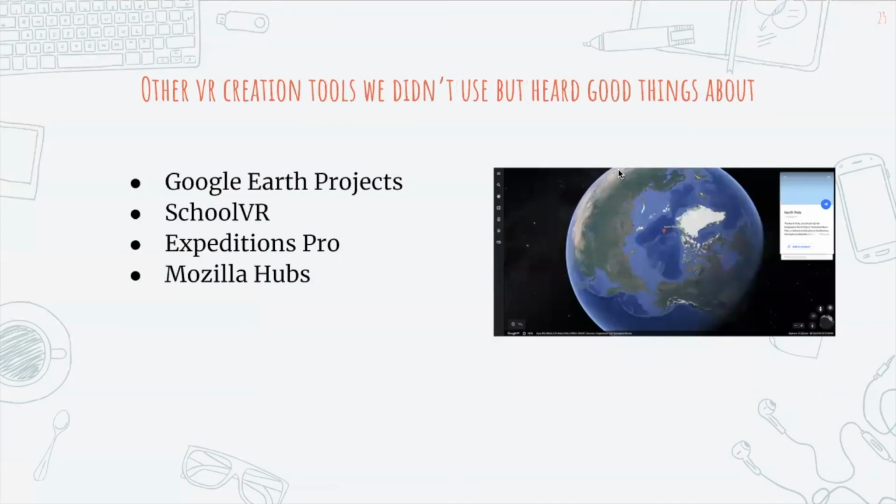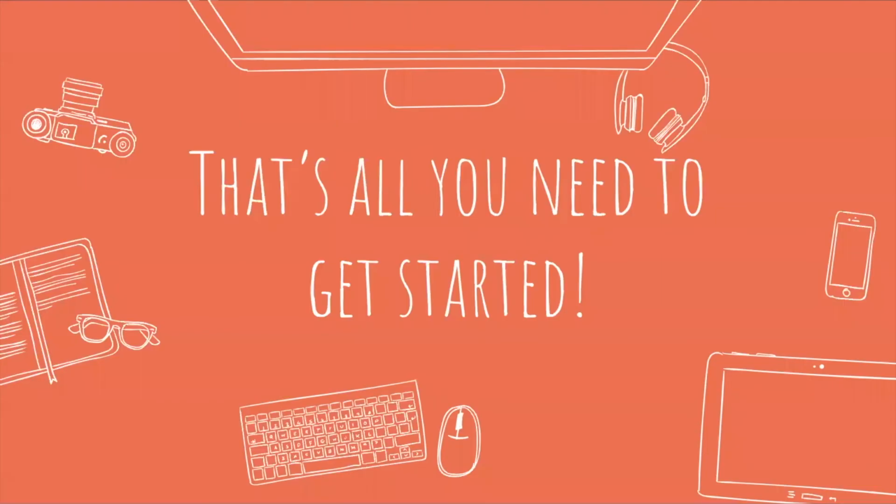And then some competitors, some other options for VR creation tools that we didn't use, but I've heard good things about. Mozilla Hubs is pretty much a direct CoSpaces competitor, as well as School VR, I believe. Google Earth Projects allows young people to composite different things from Google Earth to create an experience. I don't know too much about these, but I've sat in on other presentations that talked about them that really found them beneficial, and they're all free. So that's pretty much all you need to get started.